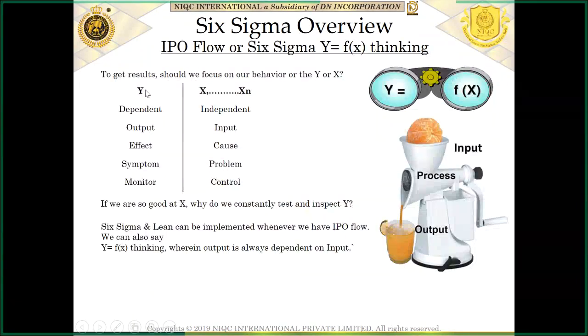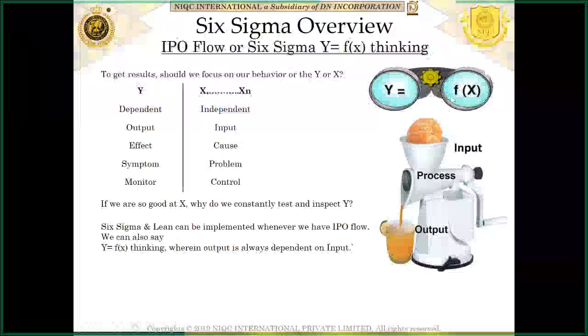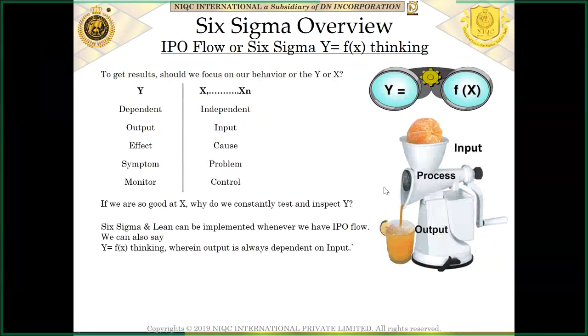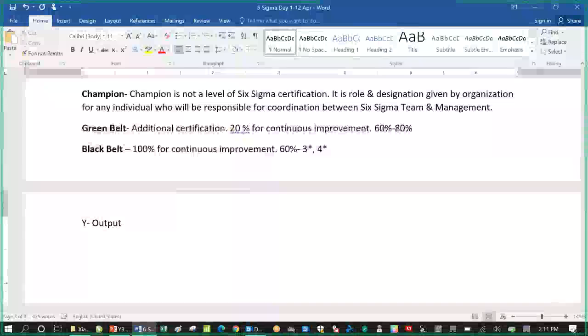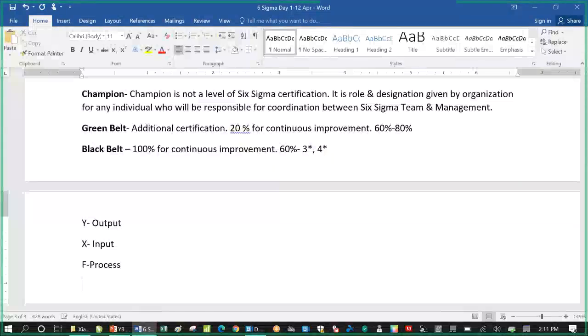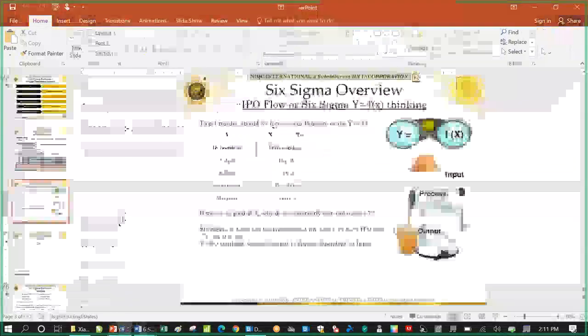See here, Arjun. Y is your output, X is your input, and F is the process here. Y is output, X is input, F is the process. So we say Y equal to F of X.